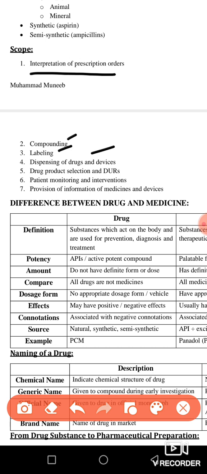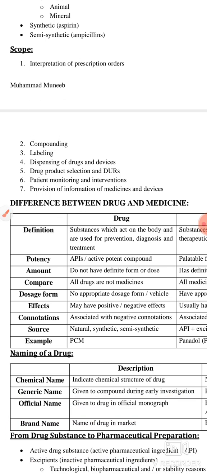Then the drug product and its selection, and patient monitoring and interventions, where you observe the patient and see whether he or she needs this drug or not. And provision of information on medicine: you give the information of the medicine to the patient so that he is aware of this medicine.